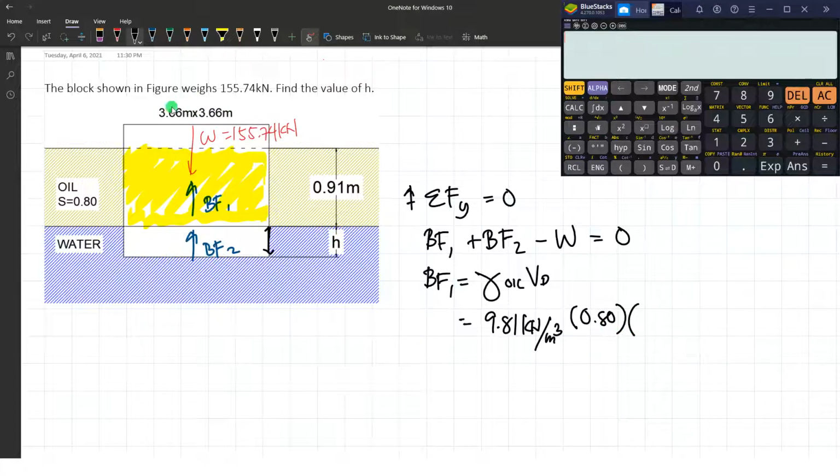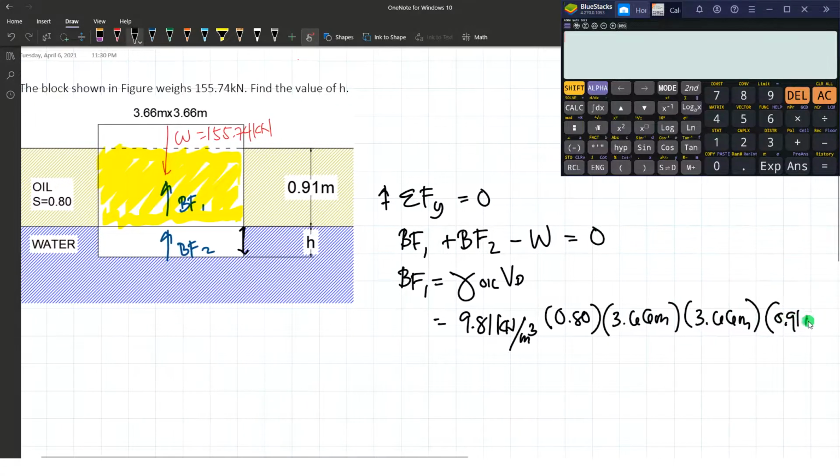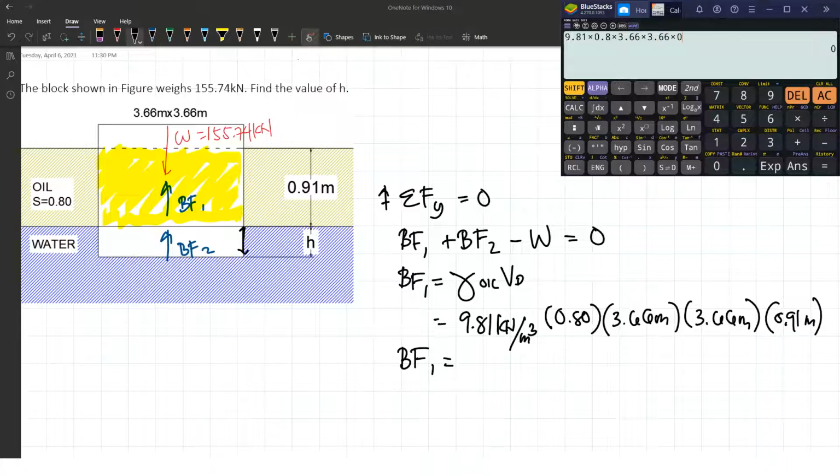We have a given area, which is 3.66 by 3.66 meters. So we just multiply it by the depth, which is 0.91. So 3.66 meters, 3.66 meters by 0.91 meters. Okay, so the buoyant force is equals to 95.667 kilonewtons. That's for the buoyant force 1.